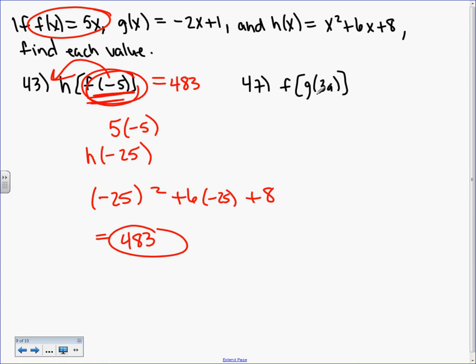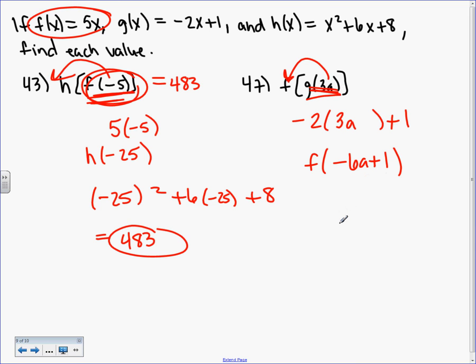Okay. So now we're going to do this one. What comes first? G of whatever, right? So my g function is negative 2x plus 1. That is my g function. What do I replace x with? 3a. Simplify, what do I get? Negative 6a plus 1. So that's my answer to g of 3a. This answer is now completely replaced with this.